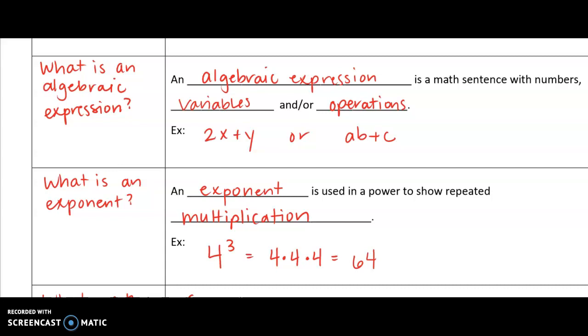Our third vocabulary word, what is an exponent? An exponent is used in a power to show repeated multiplication. So 4 to the third power means that 4 is our base and 3 is our exponent. What that means is 4 times 4 times 4, which is 64.